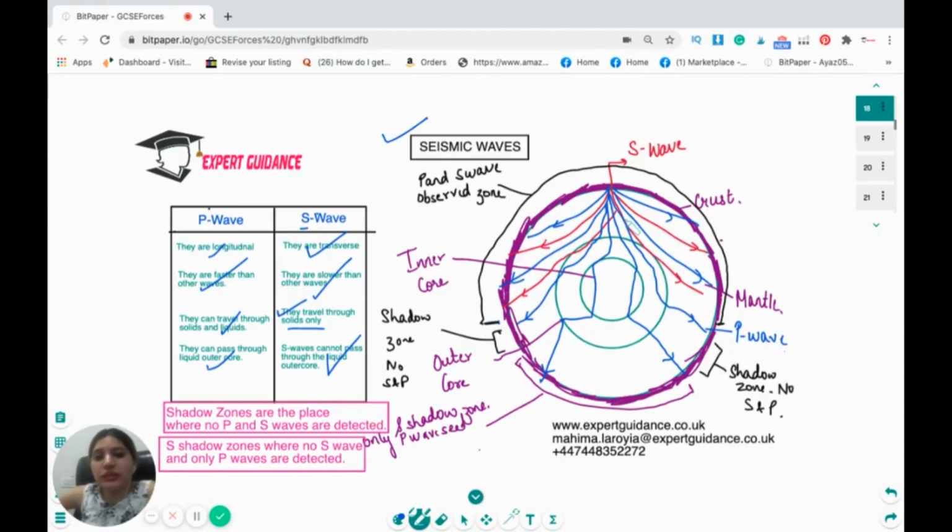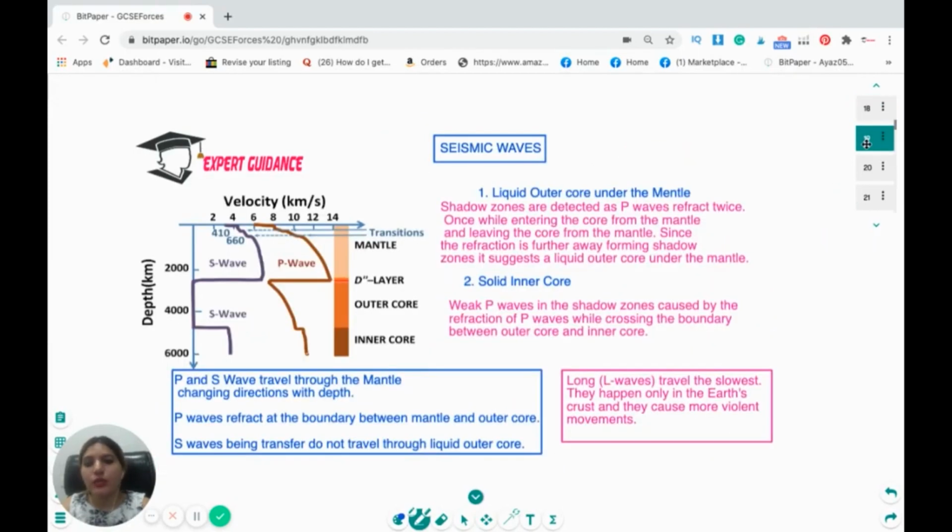They can ask you to draw the directions of the P and the S waves. So you need to be careful that S waves are not traveling through liquids. They are just traveling through solids only, so they'll be at the outer surface only. And the P waves will travel inside the core as well.